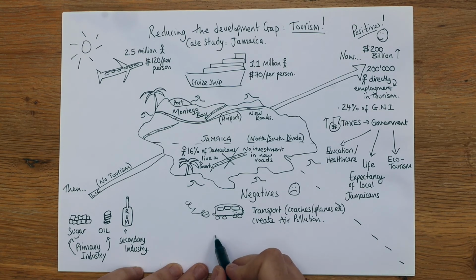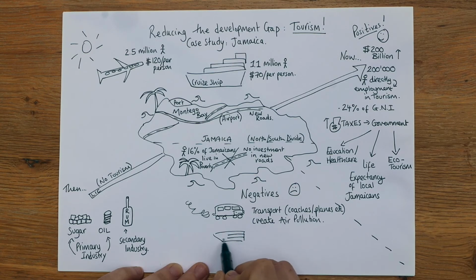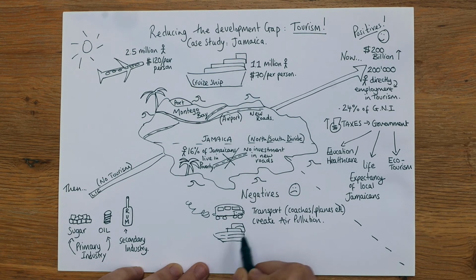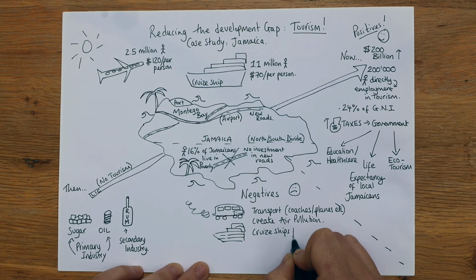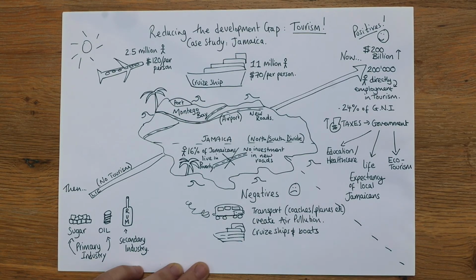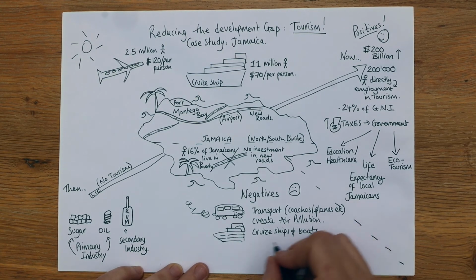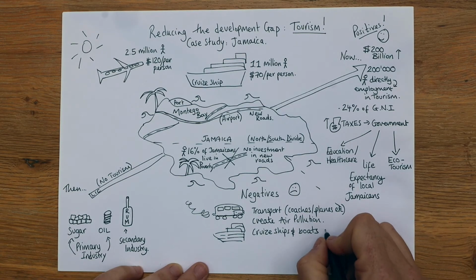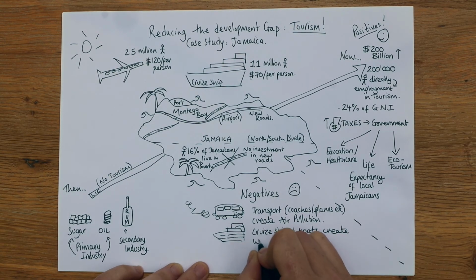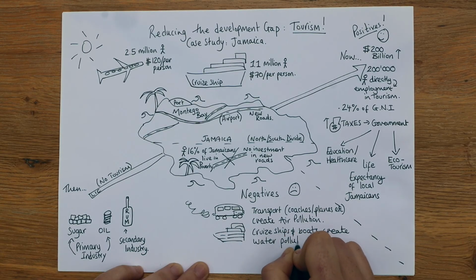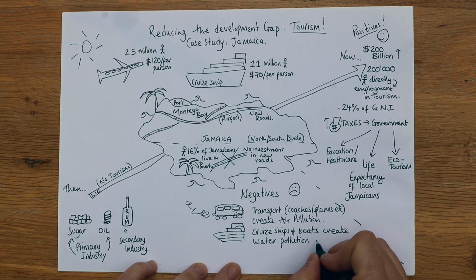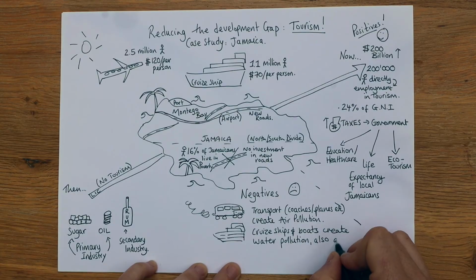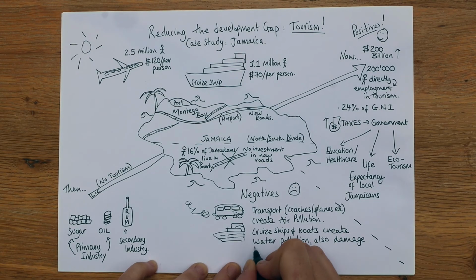Speaking of the boats, if we just put a little mini cruise ship in here. So cruise ships and boats, because of course they go out on smaller boats, fishing, see the coral, diving off reefs. So cruise ships and boats create water pollution just with their engines and oil and things going into the water. Also, they can damage the coral and that sort of natural environment.